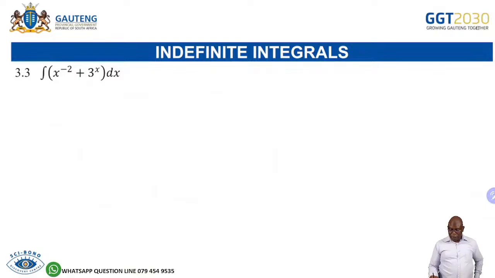Now in 3.3, the integral of x to the power minus 2 plus 3 to the power of x. Now I have a problem here. I've never integrated something like that, 3 to the power of x.